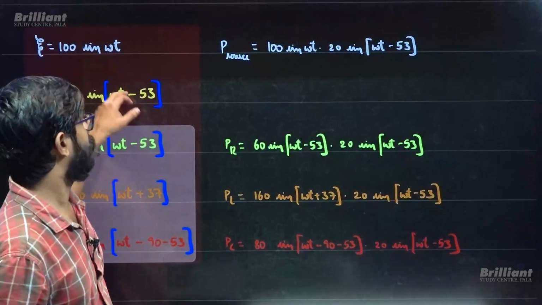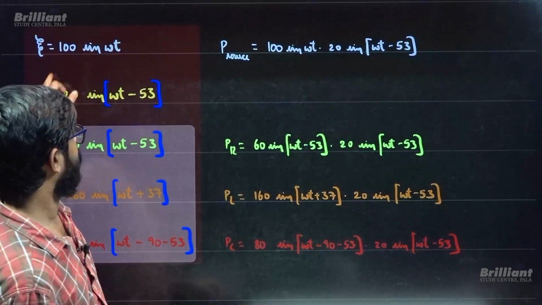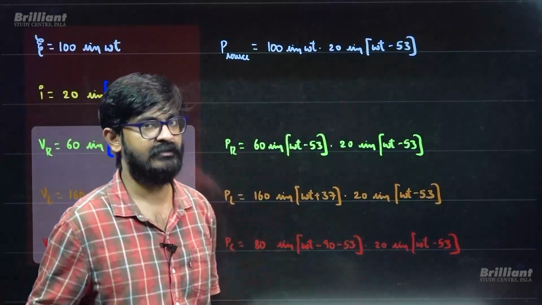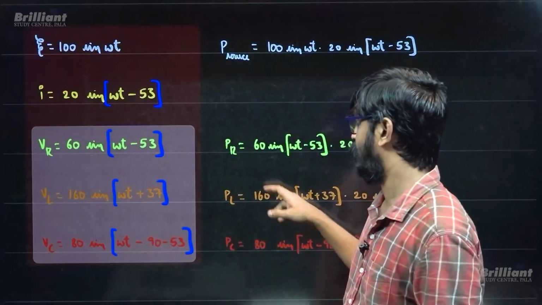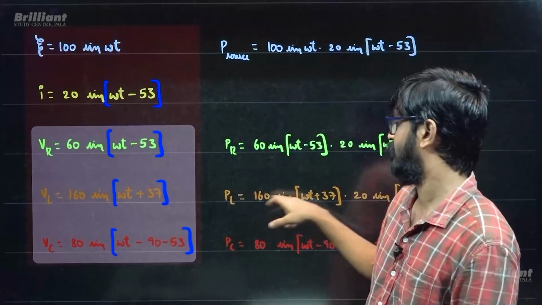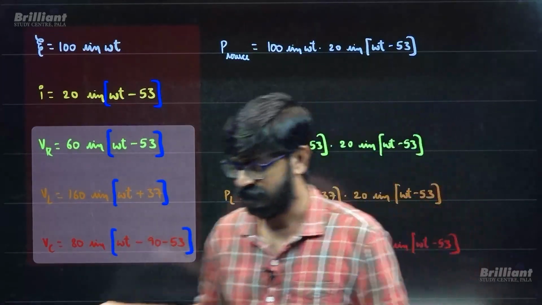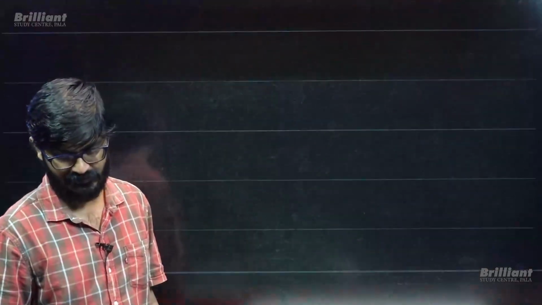I will be going with the power delivered by the source. Power delivered by the source is E into I. That's the instantaneous power delivered by the source at any time. Now, power utilized by the resistor will be V across the resistor into I in the resistor. Similarly, inductor, similarly capacitor. Now, instantaneous values are of no significance for us, so we will find the average values.